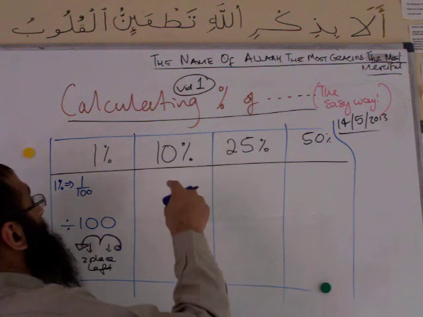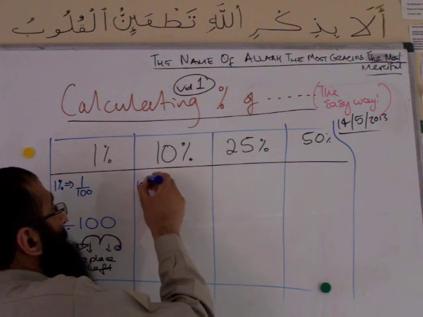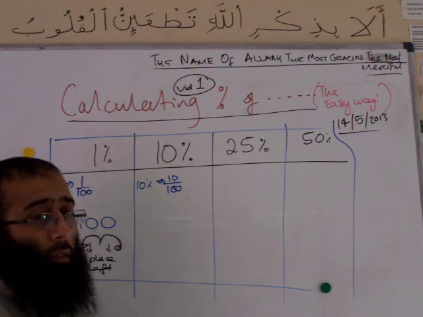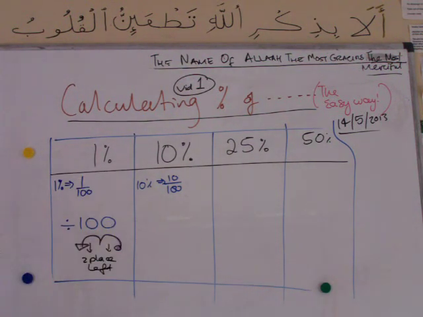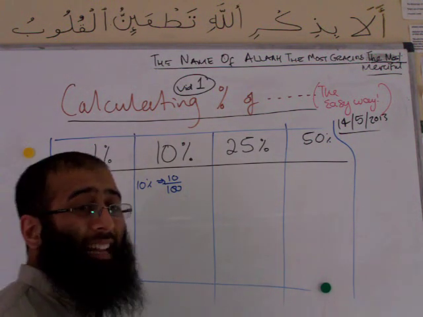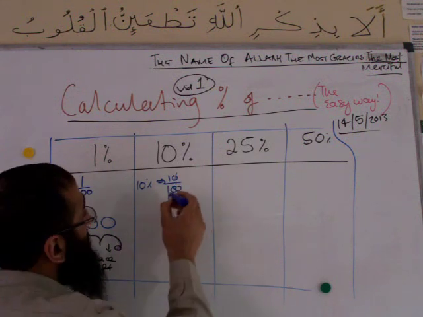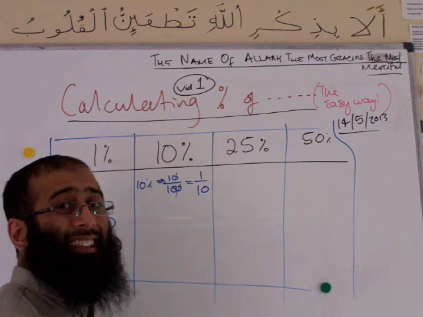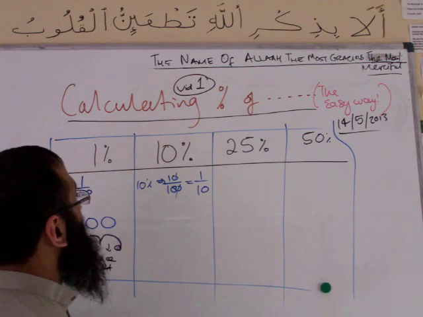Okay, now 10%. So 10% means 10 per 100. So 10% means 10 out of 100. Now, 10%, 10 out of 100, what does that simplify down to? Divide that by 10, divide that by 10, that will give us 1/10. So when you've got 10% off, you've got 1/10 off the item.